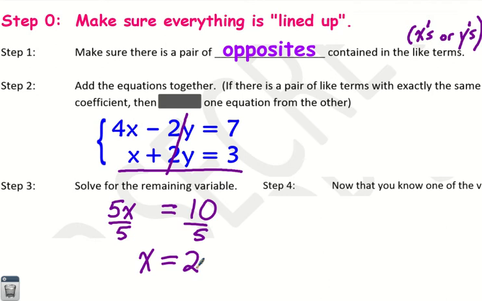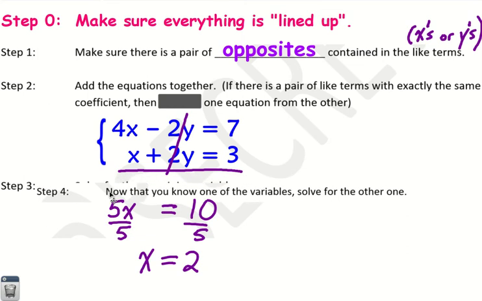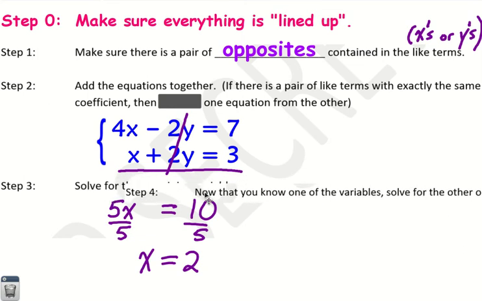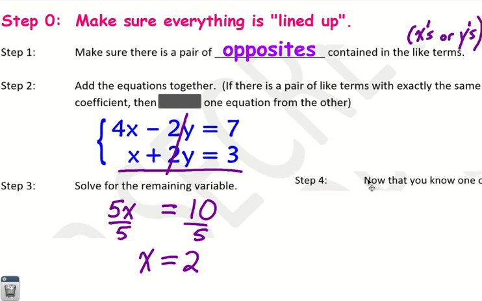Because what else do we got to do? We know what x equals, but don't we also have to know what y equals? So step 4, which I'm going to show just so that we can see the whole thing, even though it's right on your paper. Now that you know one of the variables, solve for the other one. And we're going to do that the same way we did it in the substitution method. So pick either one of these. It really doesn't matter. Now that you know that x equals 2, you can plug in 2 for x somewhere and solve for y.